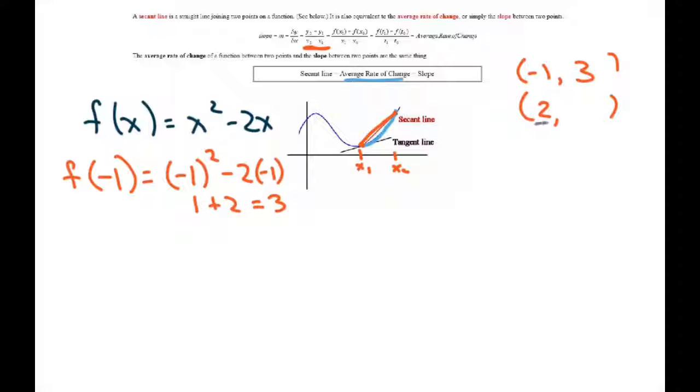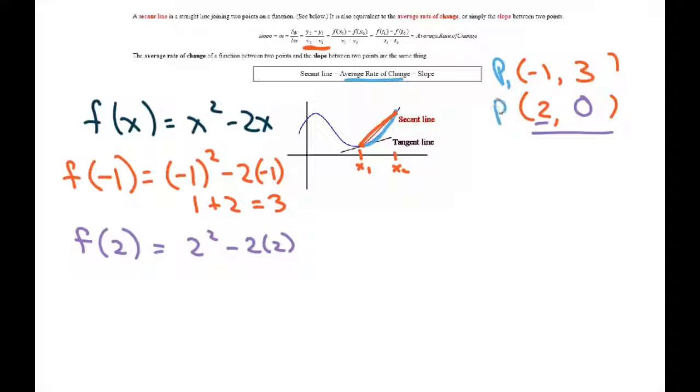Now let's evaluate it at 2, f of 2, and find our y. You get 2 squared minus 2 times 2, and that gives me 4 minus 4 is 0. So those are your 2 points. We can call this point 1, point 2, and just use our equation there.